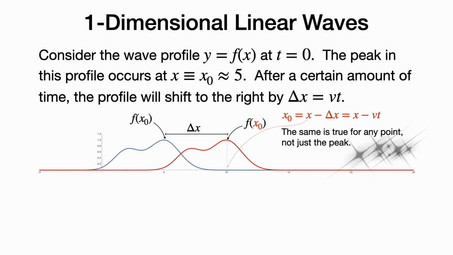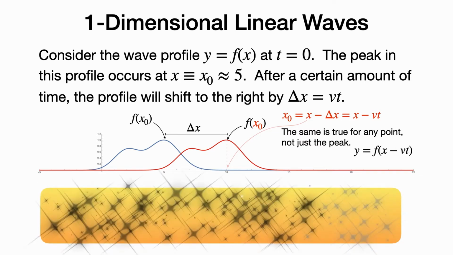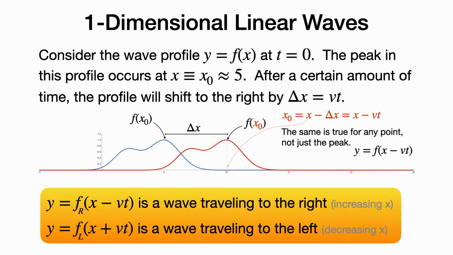This relationship is true for any point, not just the peak, and we find that we can describe the wave profile by f of x minus vt. We see then that if we replace the x dependence of the wave profile by x minus vt, we get a wave which is traveling to the right. That is, it is moving in the direction of increasing x. But if we replace the x dependence of the wave profile by x plus vt, we get a wave traveling to the left. That is, traveling in the direction of decreasing x.